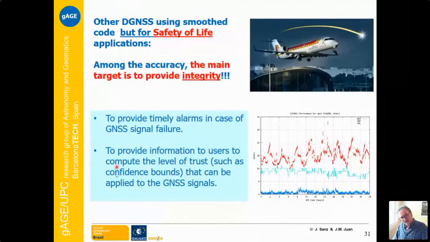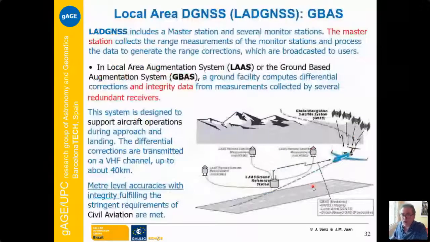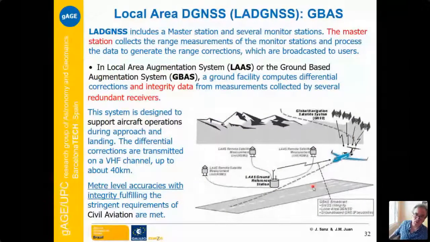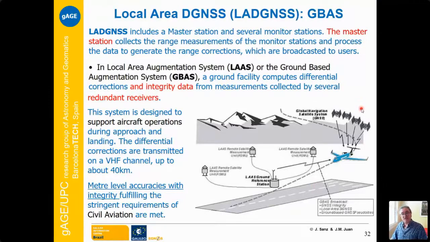This is the idea: to provide information to compute the level of trust to apply to the signal. Not only provide alarms in case of an anomaly, but also provide the user with information about the quality of these errors. As you know from the previous sessions, we have ground-based augmentation systems.